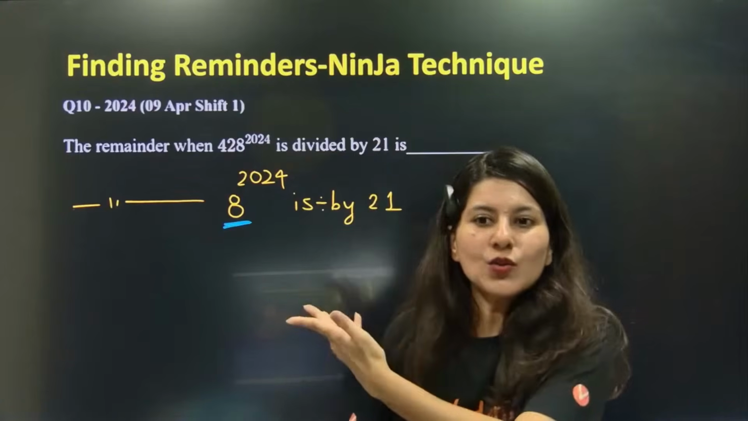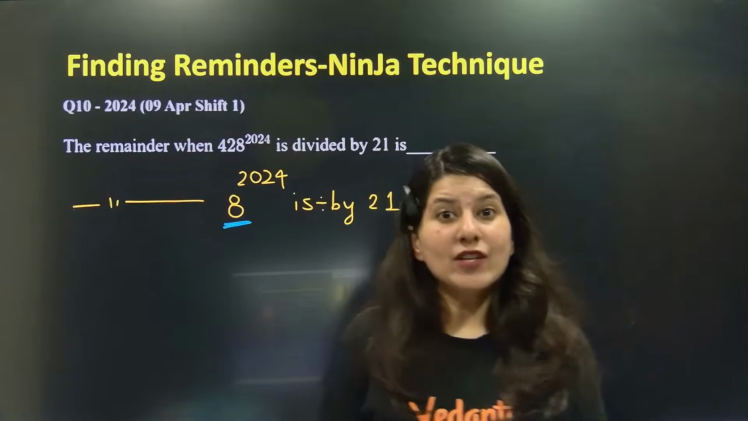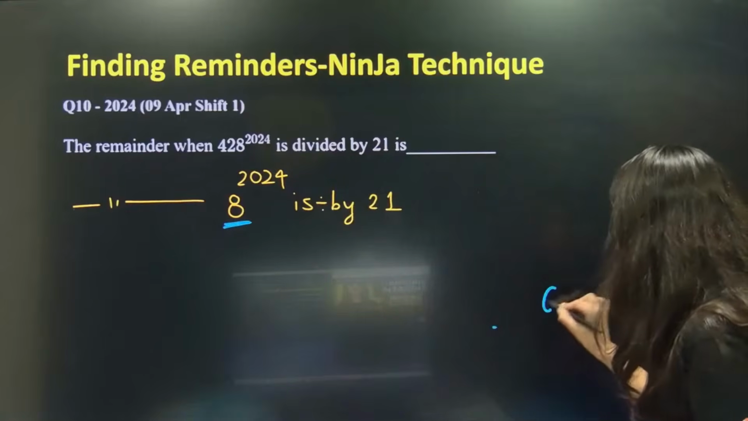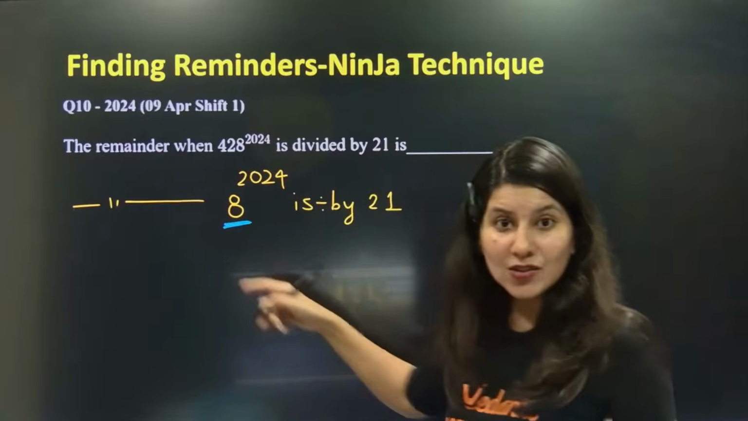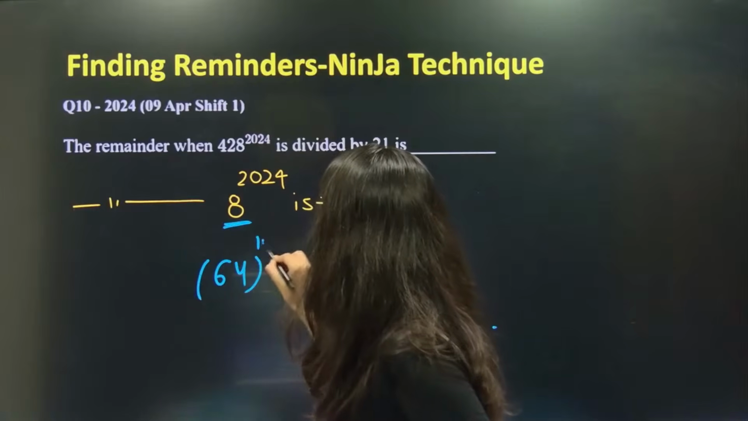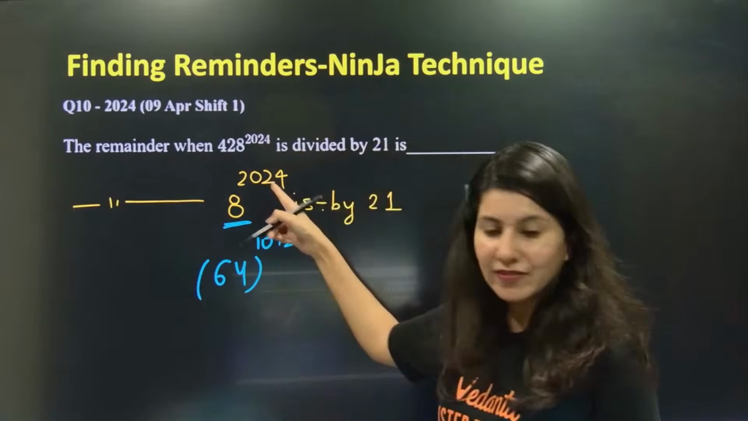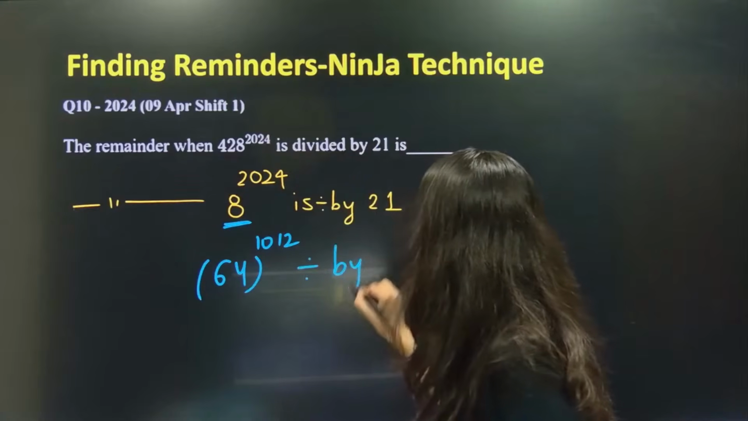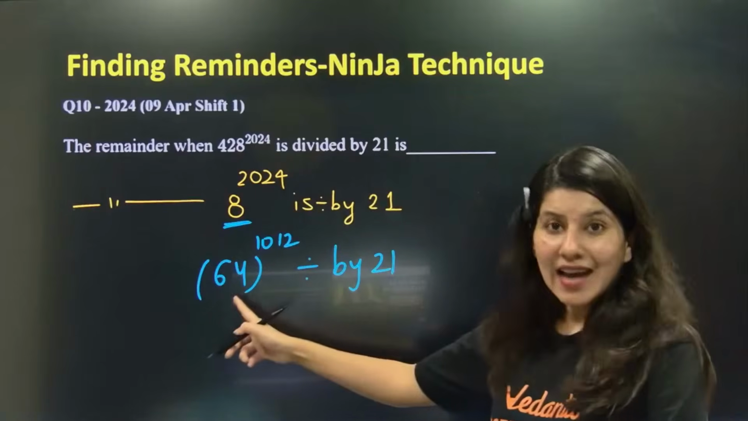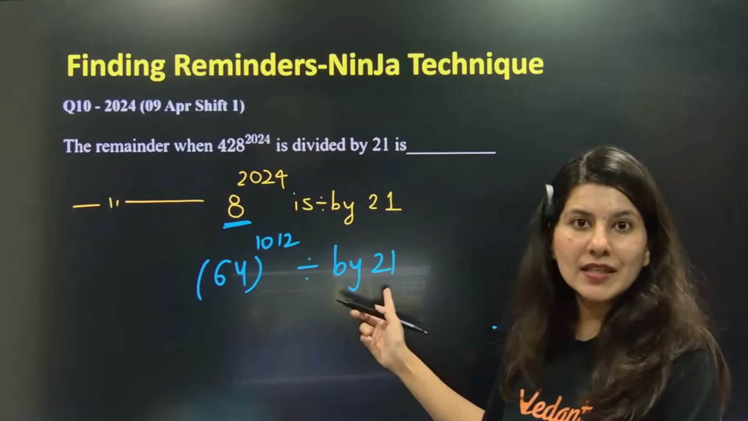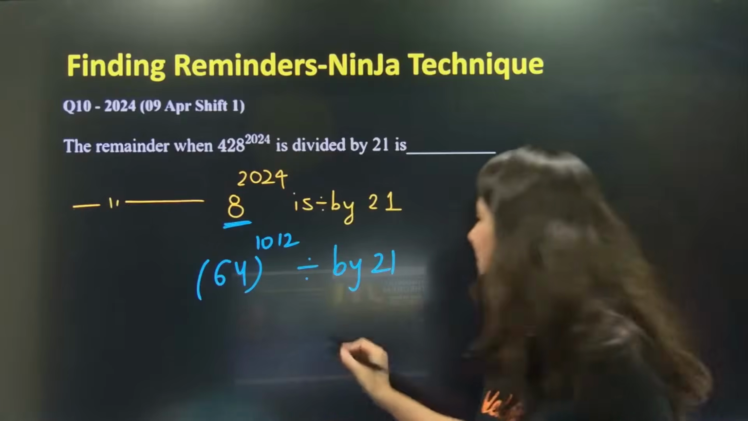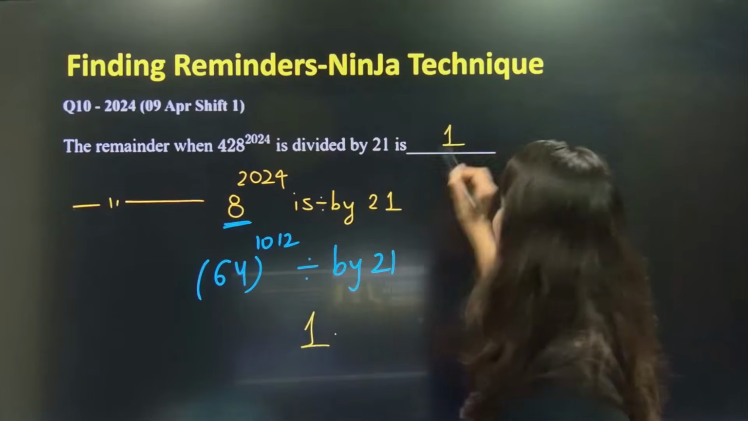So 8 power 1, so you can see. Can you think about 8 power 2? Ma'am, 8 power 2 is 64. Now try changing the base. So ma'am, 64 power 1012, the power will be half. 64 divided by 21. Tell me now again, forget the power, focus on the base. If you divide 64 by 21, 21 into 3 is what? 63. Again 1 is the remainder. So the answer is again 1.